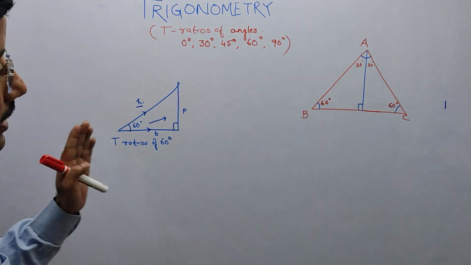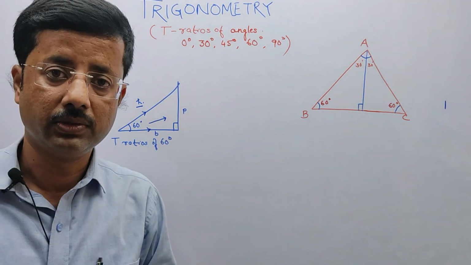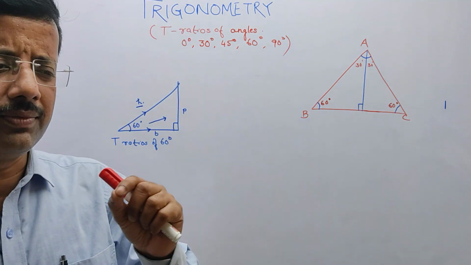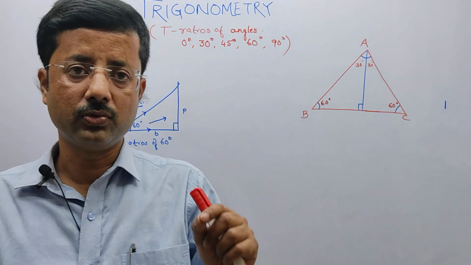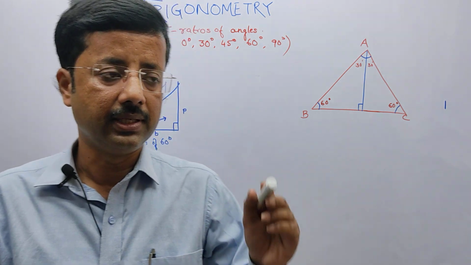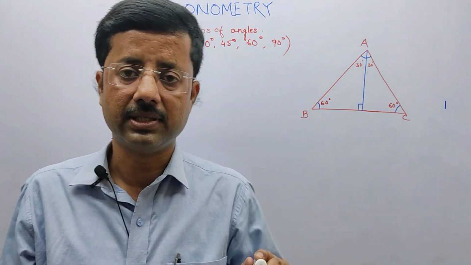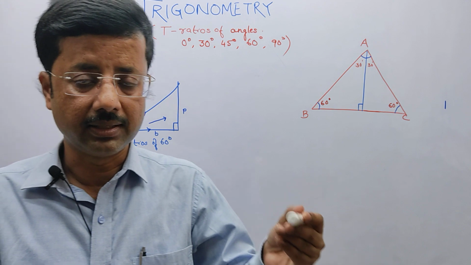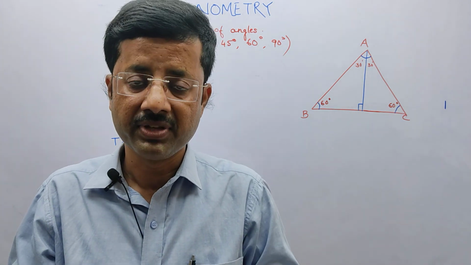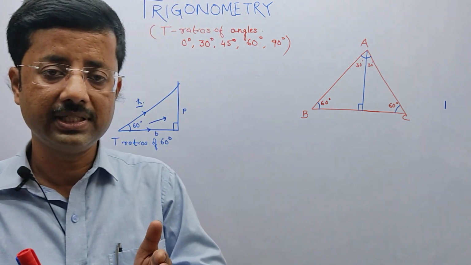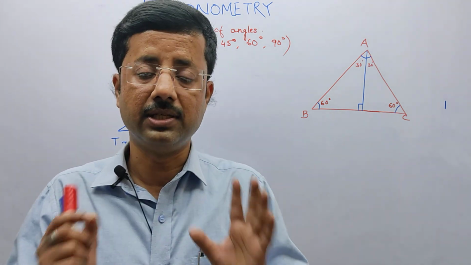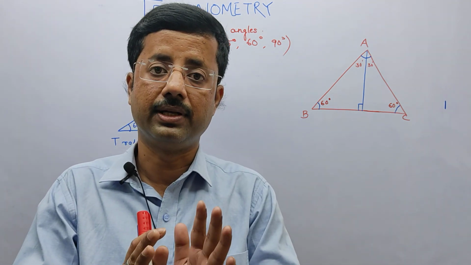Now today we are going to talk about the T ratios of the 60 degree angle. We are going to see that for every angle the T ratios are fixed. Now we will talk about why it is fixed. Sine of 60 degrees is fixed, sine 30 degrees, sine 0 degree. In fact, what I would like to tell you is that the trigonometric ratios of all these angles are constant. There is no change in the trigonometric ratios.